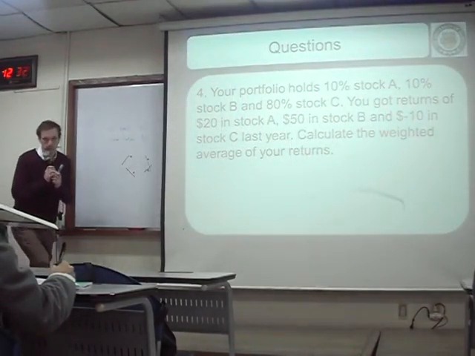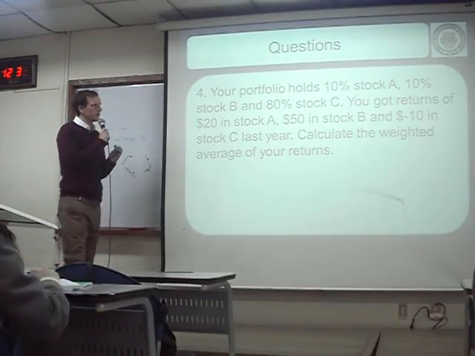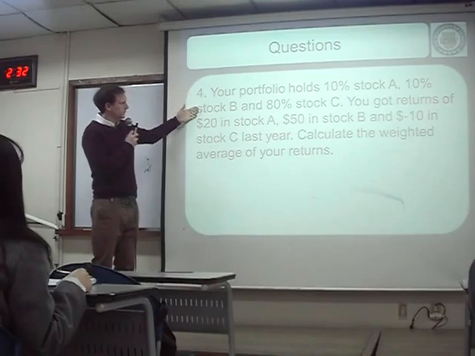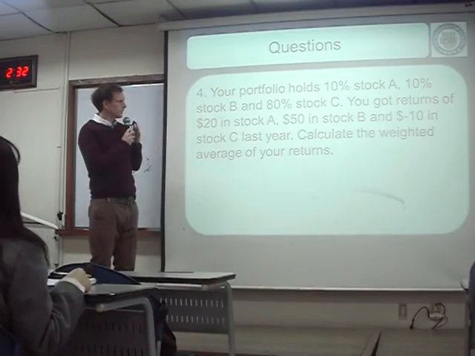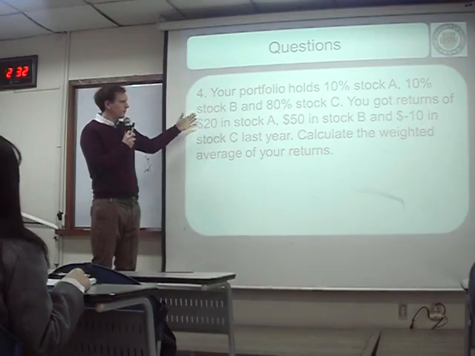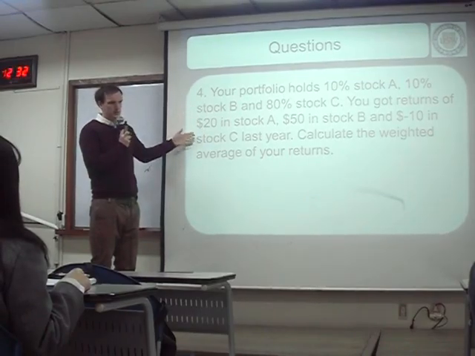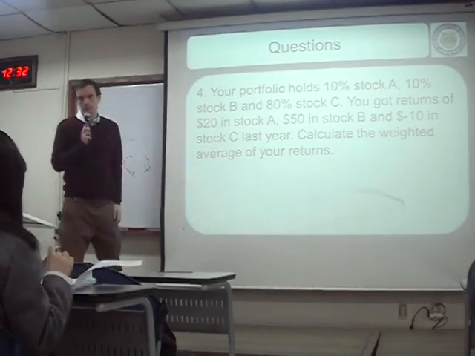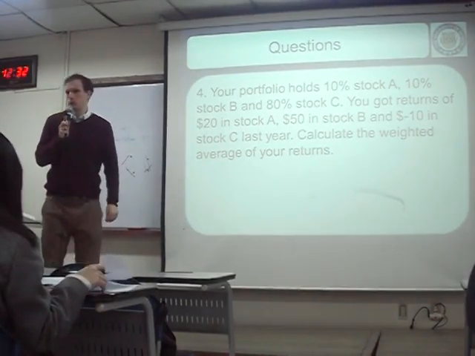So we practiced weighted average in the last class. You have to calculate your return. You have 10% of stock A, 10% of stock B, 80% of stock C. Last year you made $20 in stock A, $50 in stock B, and stock C was minus 10. Calculate the weighted average of your return. How much money did you make last year?